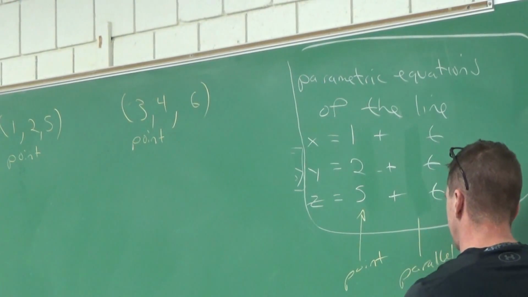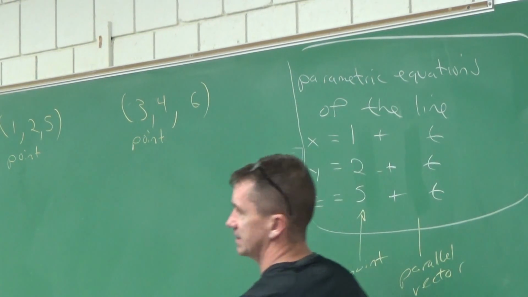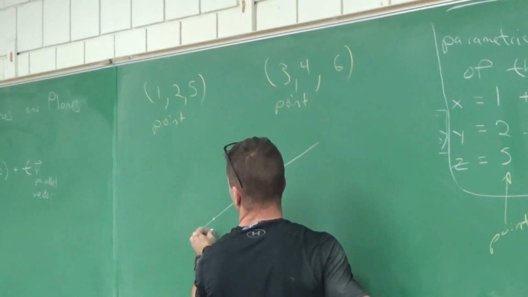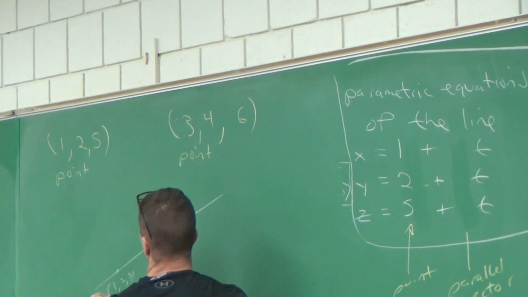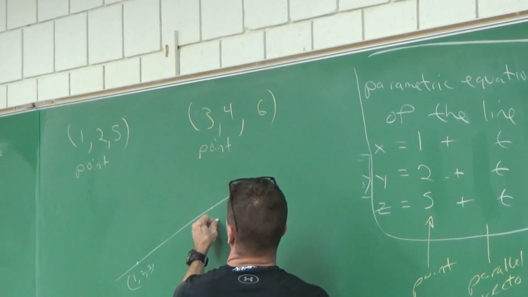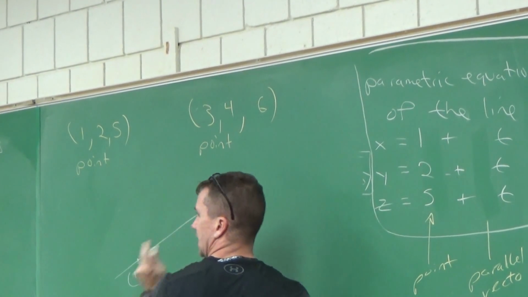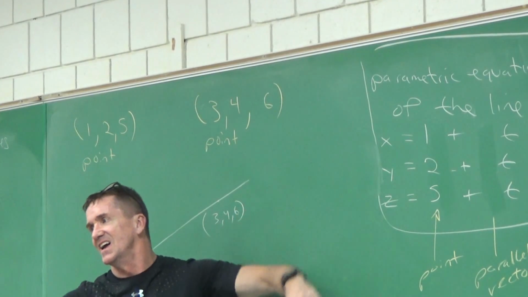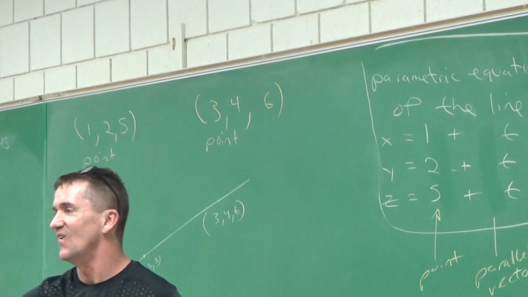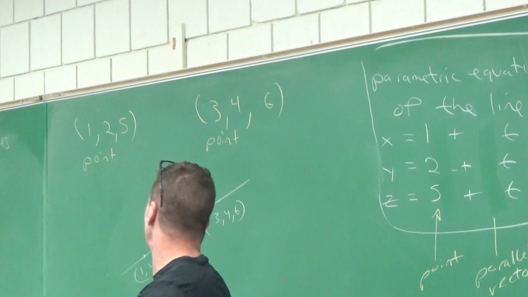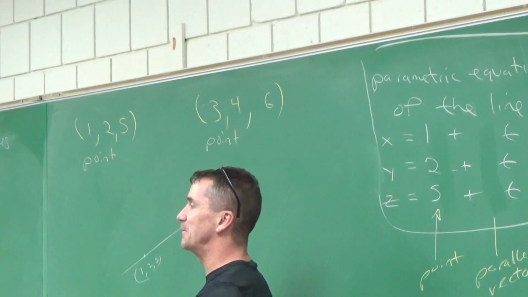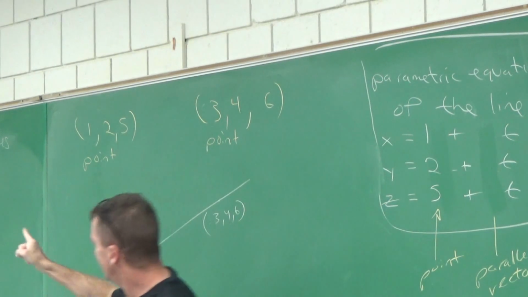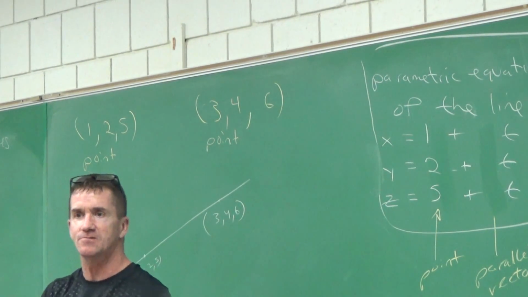Now I'm stuck. So I'm just thinking, let's draw a picture. Sometimes drawing a picture helps us figure this out. This is some point 1, 2, 5. This was some point 3, 4, 6. And I have to come up with the parametric equations of the line. Can't you just do tip minus tail and then multiply it by something? She found a parallel vector. The challenge here was just to find that what? We just need the parallel vector. All they gave us was 2 points.